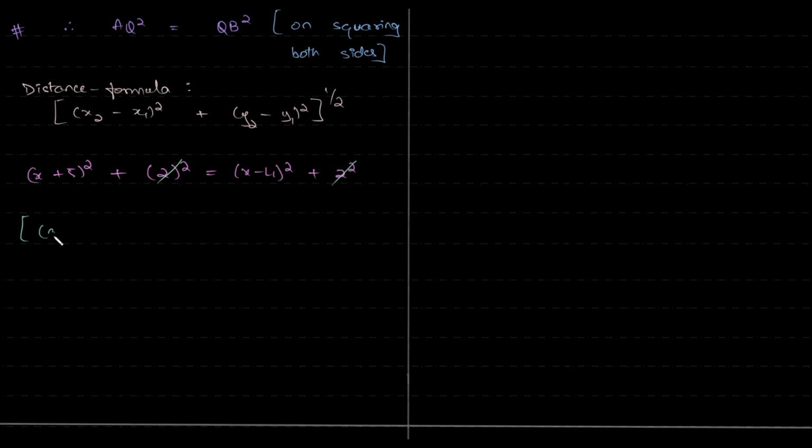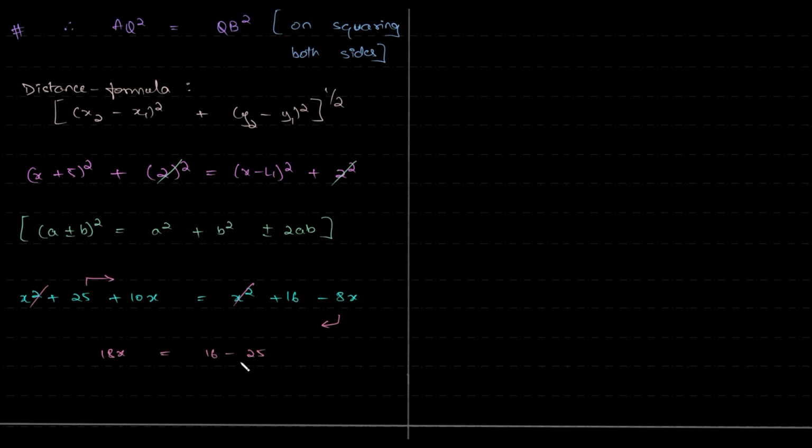Now we have to make use of (a plus or minus b) the whole square, which is a square plus b square plus or minus 2ab. And then we have x square plus 25 plus 10x is equal to x square plus 16 minus 8x, right? So we have x square that is common. Transposing here and there, we have 18x is equal to 16 minus 25. So this is basically minus 9. So x is equal to minus 9 by 18, which is minus 1 by 2. We found the x value.